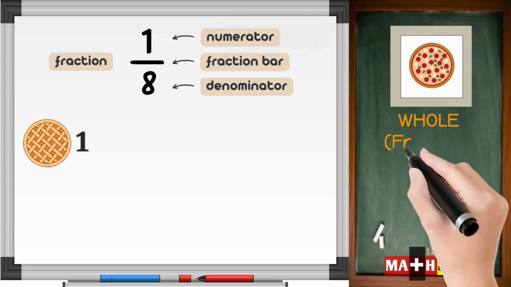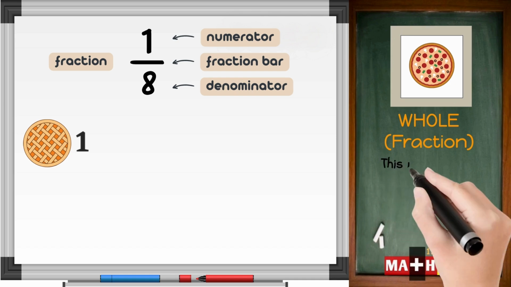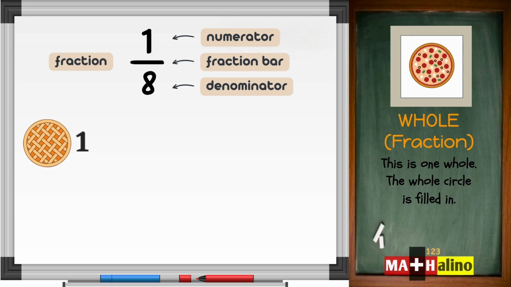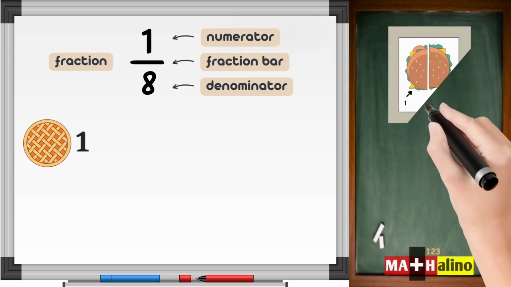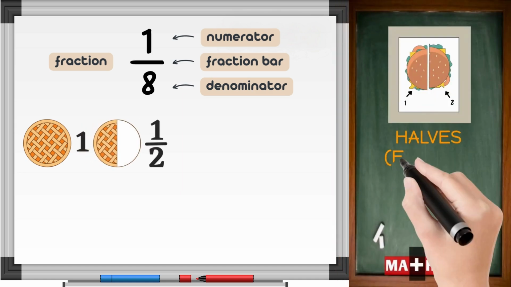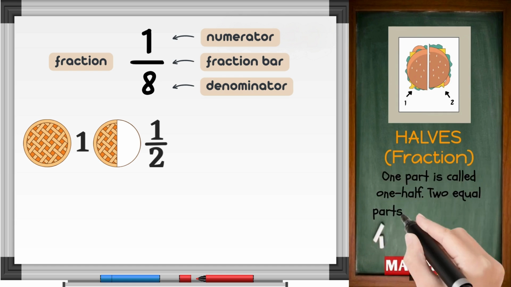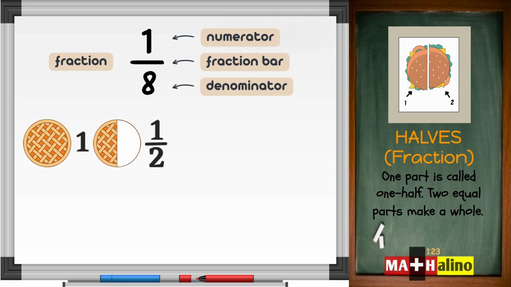Whole as a fraction. This is one whole. The whole circle is filled in. Halves as a fraction. One part is called 1/2. Two equal parts make a whole.